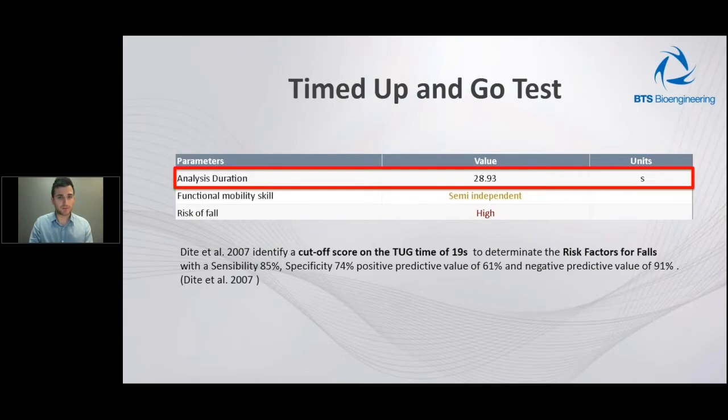The analysis duration obtained is 28.93 seconds. So, according to this author, Dite et al., who identified a cutoff score for this pathology at 19 seconds, this patient is at risk. And the software automatically provides you this information when you select the pathology. Again, the functional mobility of the patient is semi-independent, but now let's try to characterize the patient's situation in a more detailed way by looking at the Timed Up and Go subphases.